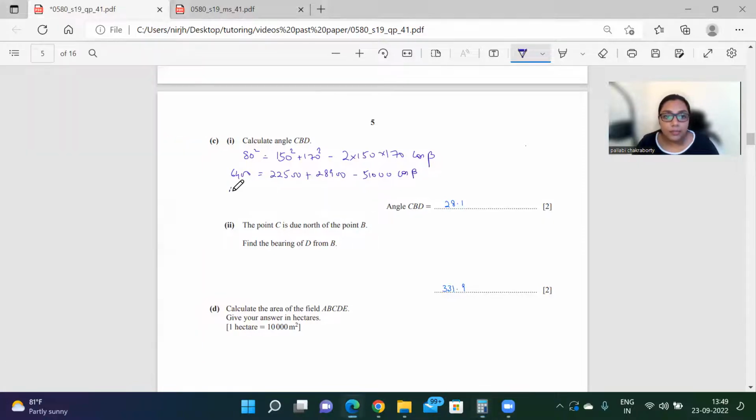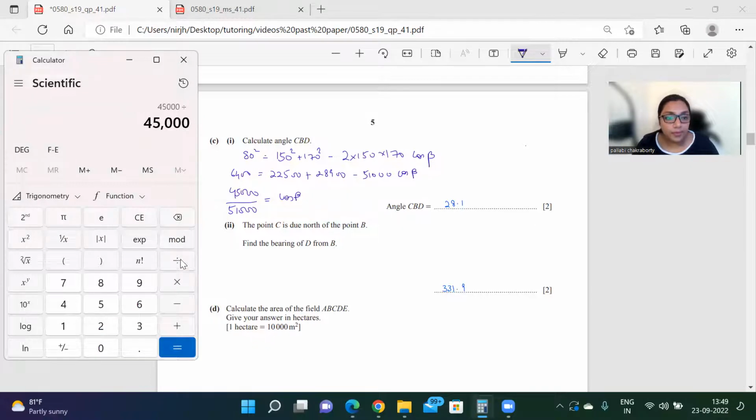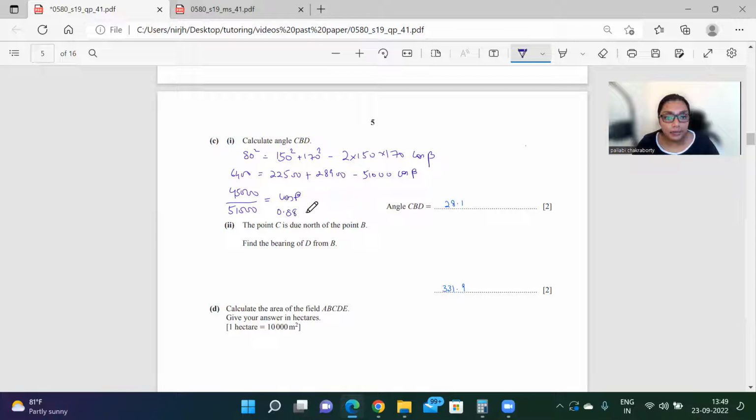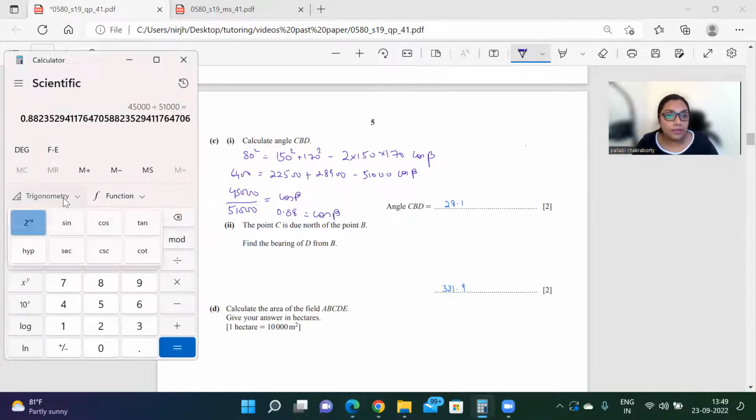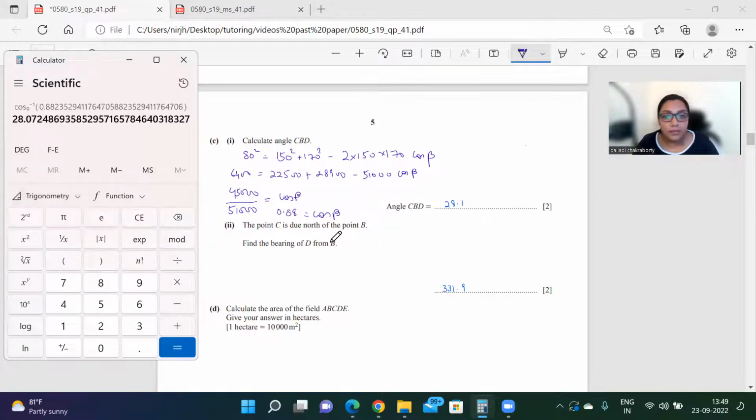We get 45,000. Divide it with 51,000. That's your cos beta, right? Again, I have gotten rid of the negatives because they vanish when you subtract on the other side. So we get 0.88 as cos beta. So beta will be cos inverse of this, it becomes 28.07 or 28.1 roughly. That is the angle CBD.